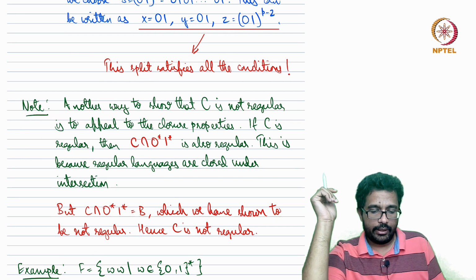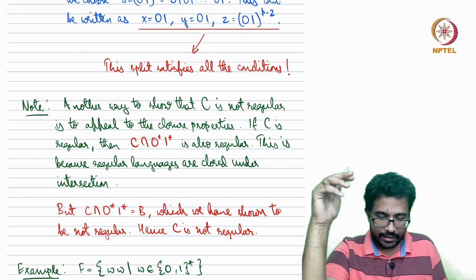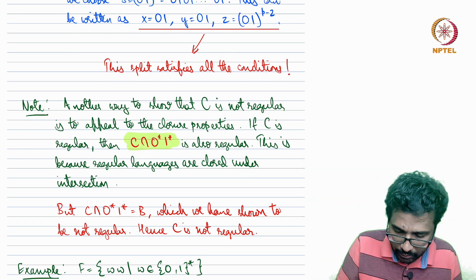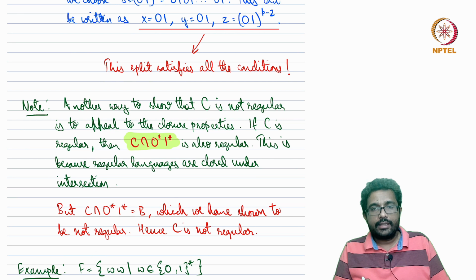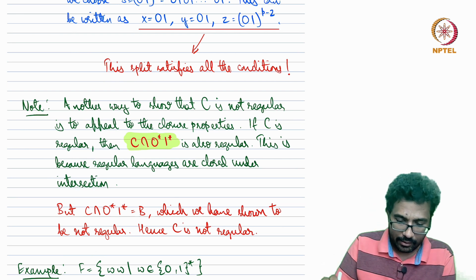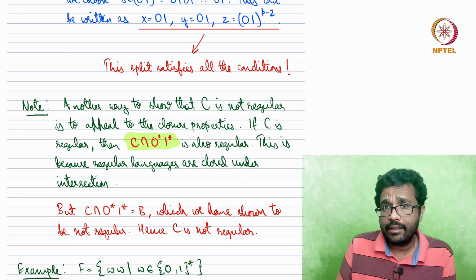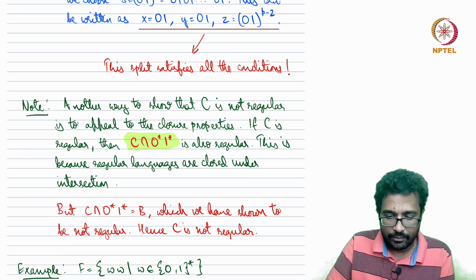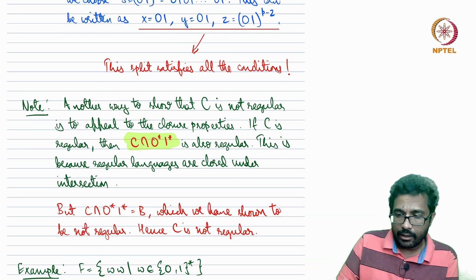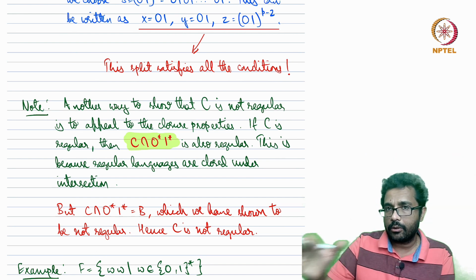The other way is the following: if C was regular, then C intersection 0*1* is also regular. This is because regular languages are closed under intersection. By assumption C is regular, and 0*1* is clearly regular, because it is a regular expression. 0*1* means the set of all strings that start with some zeros, followed by some ones.